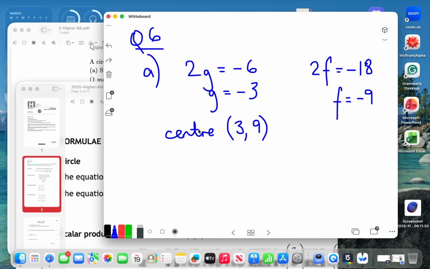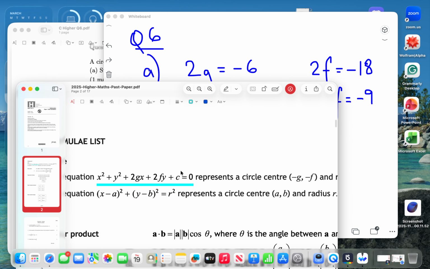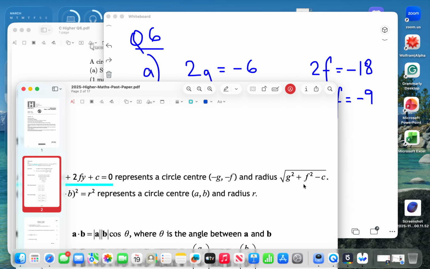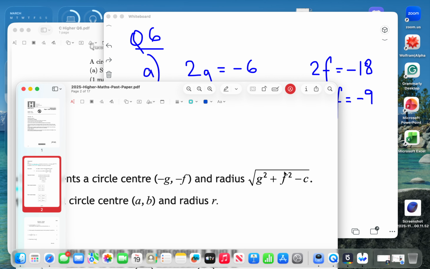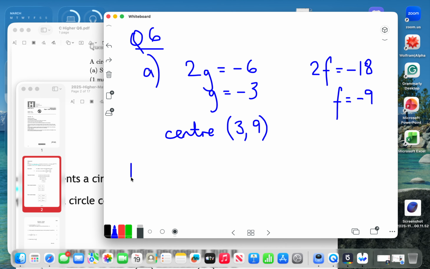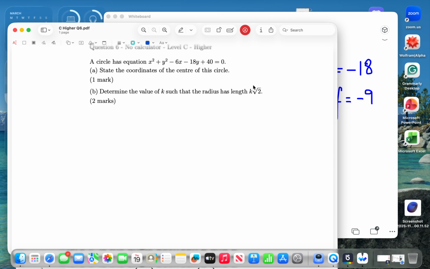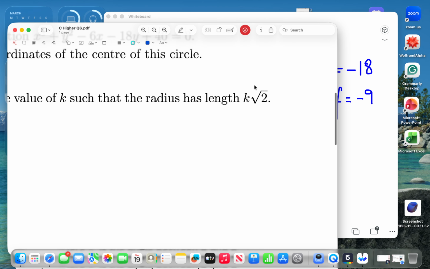Now part B is a bit more difficult. You have to find the radius, and it's given by the square root of g squared plus f squared minus c. And we have to find the value of k specifically to give the radius of k square root 2.